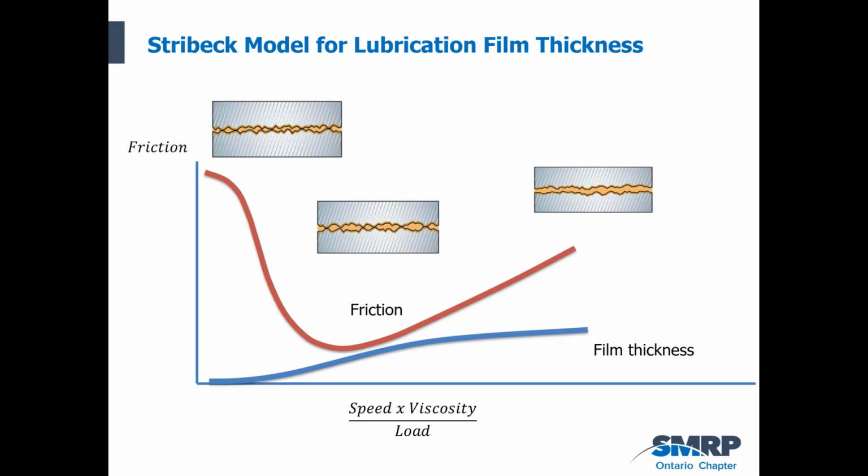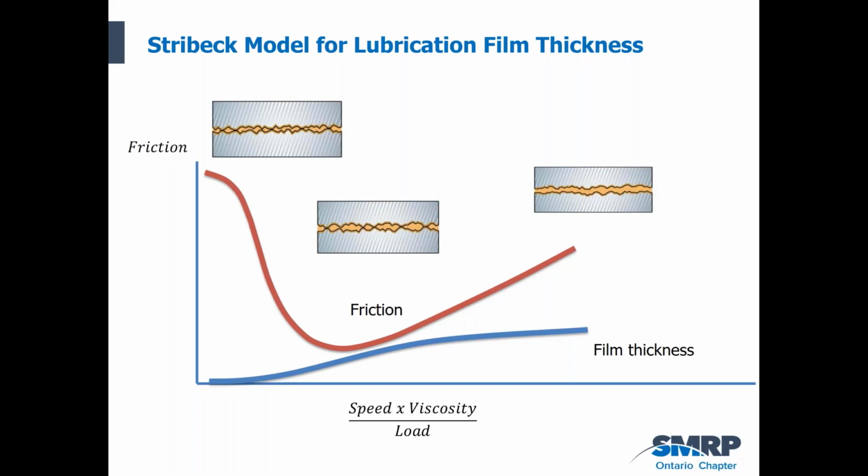So if we look at the Stribeck curve, we can look at two axes. On the x-axis is this concept of speed multiplied by viscosity divided by load. And then on the y-axis is friction within the bearing or within the machine. So a couple of things I want to point out. First of all, let's assume that our bearing is at rest. The machine is shut down, so the speed is obviously 0.